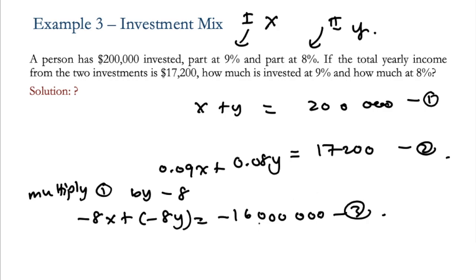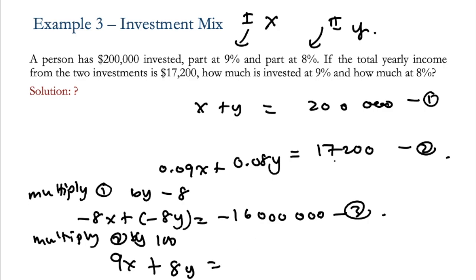Now next, let's look at equation 2. Let's say we multiply equation 2 by positive 100. Then it becomes what? 0.09x multiplied by 100 becomes 9x plus 0.08y multiplied by 100 becomes 8y. 17,200 becomes 1,720,000. Call this equation 4.